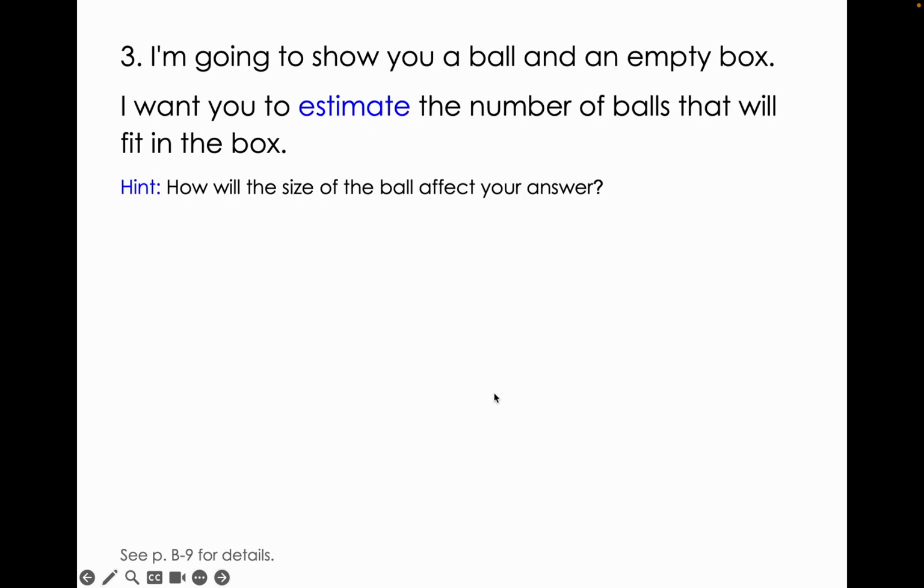Okay, another question for you to do. I'm going to show you a ball and an empty box. I want you to estimate the number of balls that will fit in the box. This is up to you. Find any box and any ball, and then it's up to you to estimate the number of balls that will fit in the box. You can ask me if you're in class. I might have something set up for this, or I might not. Go ahead and answer that now. I probably won't model how I would answer this one, but I will think about what types of balls we should use. Maybe I'll buy a bunch of ping pong balls this weekend.